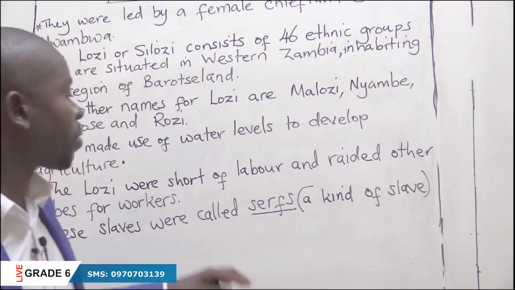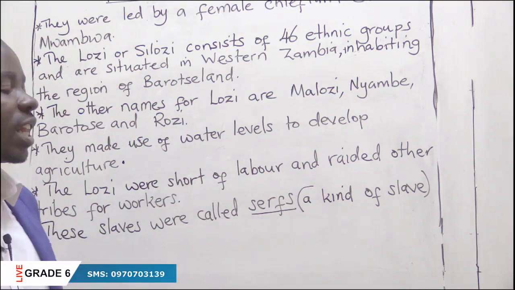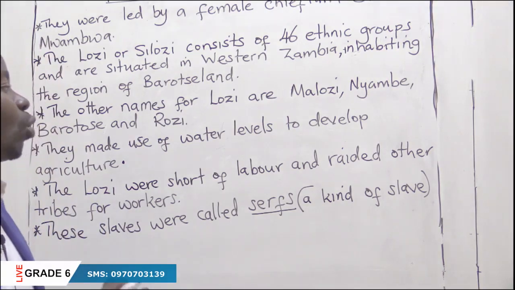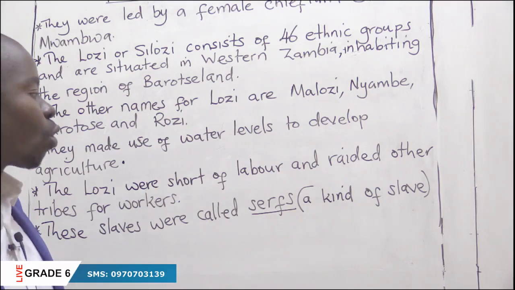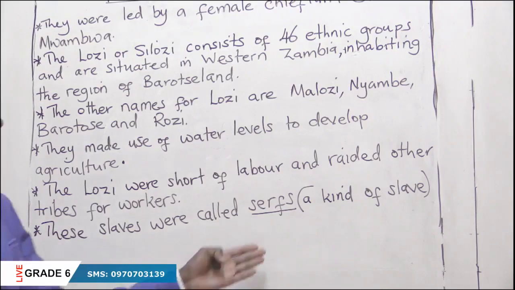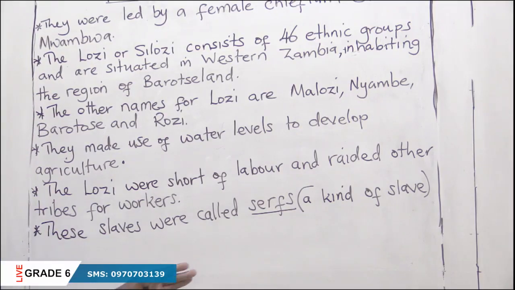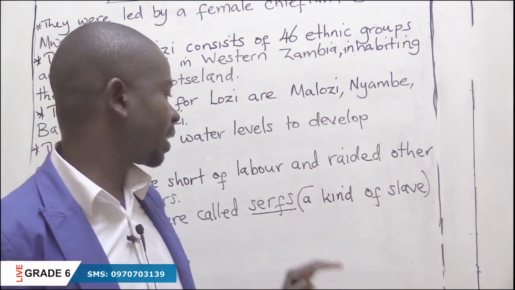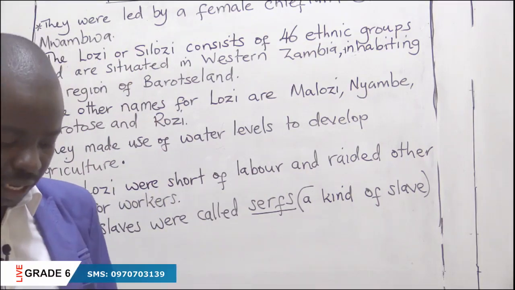Boys and girls, you must understand that when the Lozi people reached Western Province, they were few by then. So because they were few, they had to fight other tribes in order to get slaves who could help in their farms. These slaves were called serfs. A serf is a kind of slave.